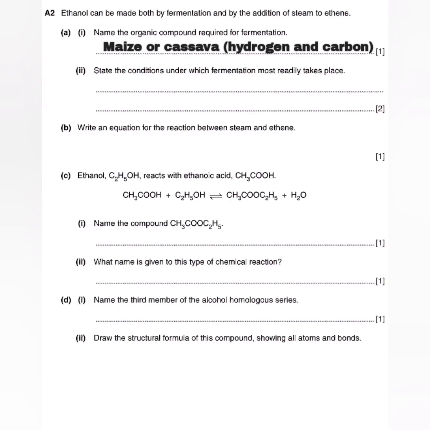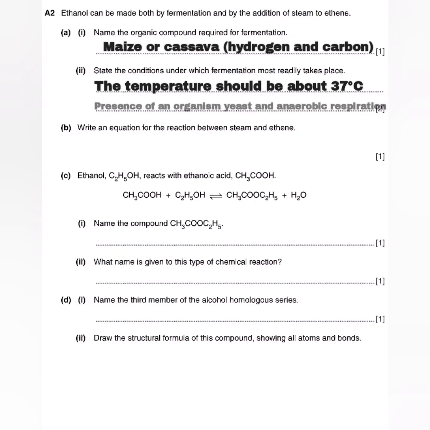Then Roman numeral 2 is saying, state the conditions under which fermentation most readily takes place. So the first one I'm going to say, the temperature of about 37 degrees Celsius. Then the last one, the presence of an organism called yeast, or the organism yeast should be present. So those are the conditions.